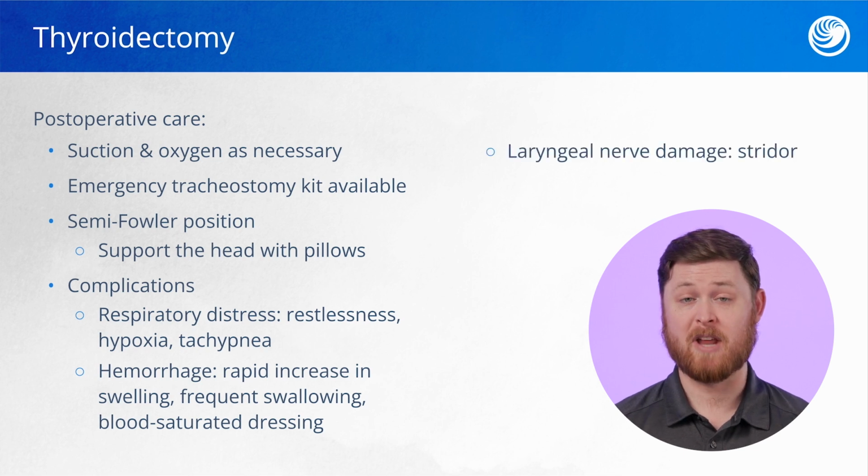If laryngeal nerve damage occurs during thyroidectomy, the client's vocal cords can collapse on top of each other, and the client can develop stridor. Stridor is an adventitious lung sound that sounds like high-pitched whistling and is an indication that the airway is at risk for complete obstruction.